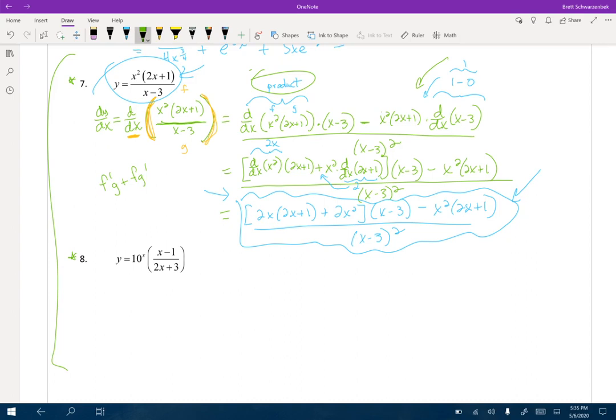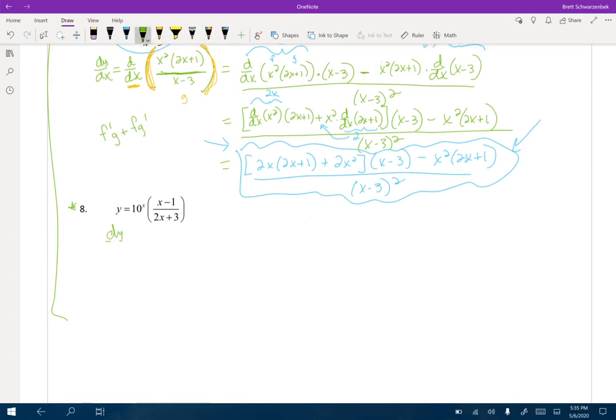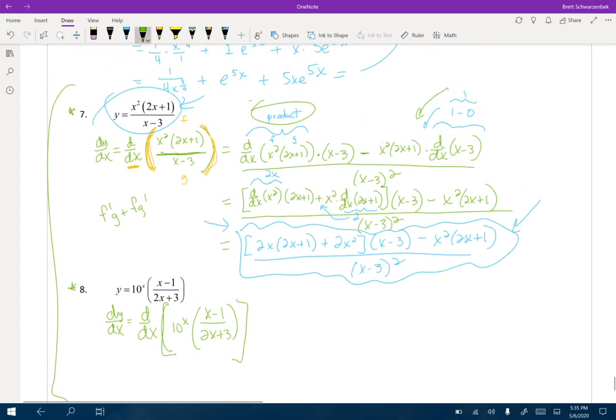So real quick, we need to find the derivative of this problem, which is d/dx of 10^x times (x - 1)/(2x + 3). Okay? All right, so remember in the beginning of this problem, I asked you, what are we taking the derivative of? What is this entire thing? This entire thing is a quotient that happens to have a product inside of it. So we're taking the derivative of the entire quotient to start, hence why we needed the quotient rule.